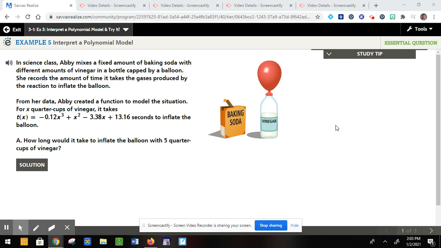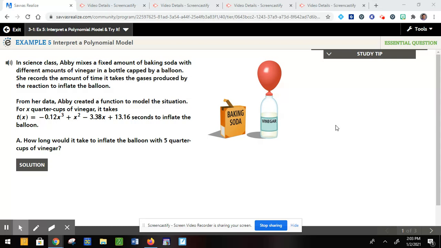Now we're going to look at a question in context. It says Abby mixes baking soda with different amounts of vinegar. She records the amount of time it takes the gases to produce. Gas is produced by the plate balloon. Her data ends up fitting this cubic model. So how long would it take to inflate the balloon with 5/4 cups of vinegar?